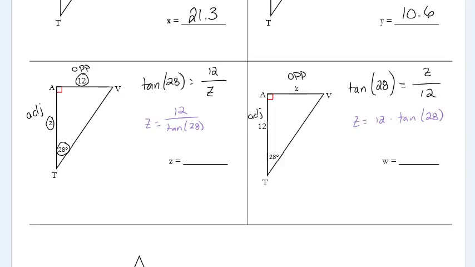Go ahead and press pause, plug those into your calculators, please. 12 divided by the tangent of 28 should get me 22.6. And 12 times the tangent of 28, 6.4. Again, that's z, just a little typo there.